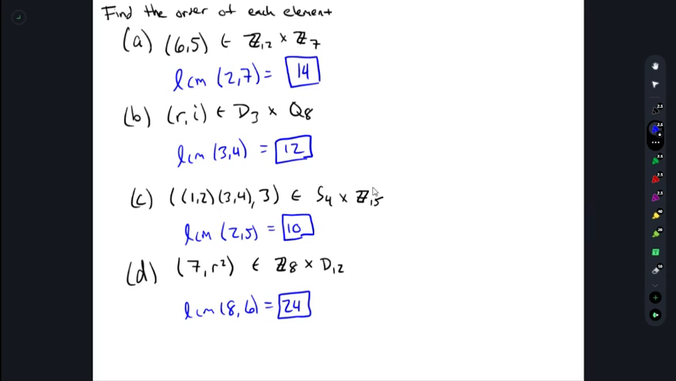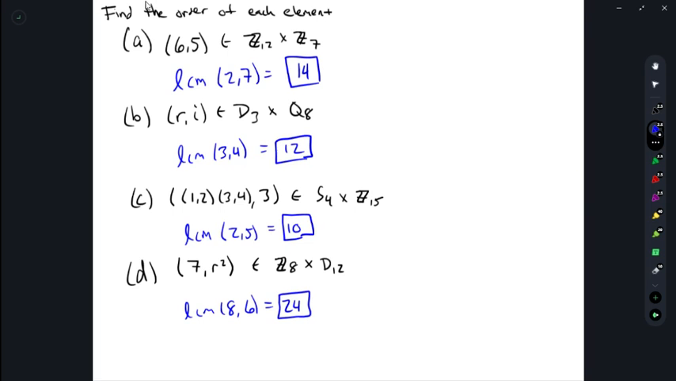All right, so here's what I got. Let me know if I made any mistakes. So pause me and see if anybody has any questions. All right, then we're just going to point out a few things about direct products, and then we're going to be done with these. So let's take a look here at a few properties to finish this out.